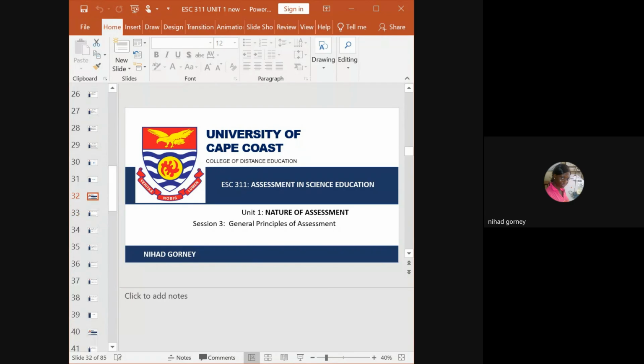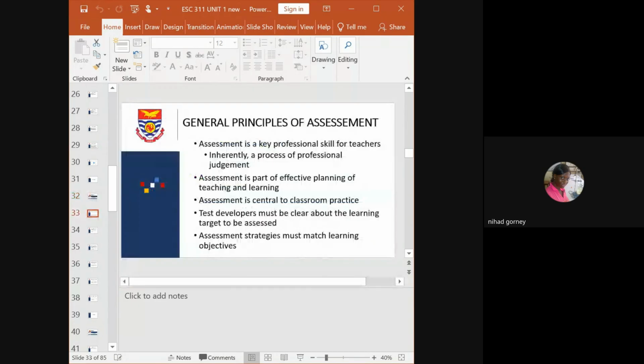So, we want to look at general principles of assessment. Assessment is followed by or governed by various principles. I want to look at the general ones. There are specific ones for specific types of assessment. But looking at the general ones, what are the things we must look out for?